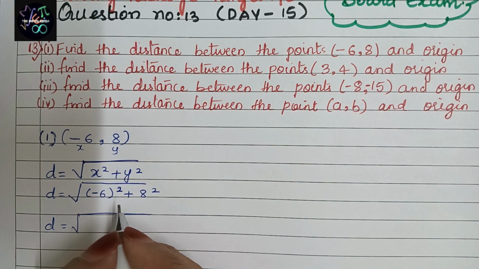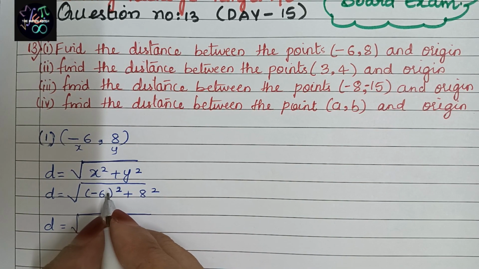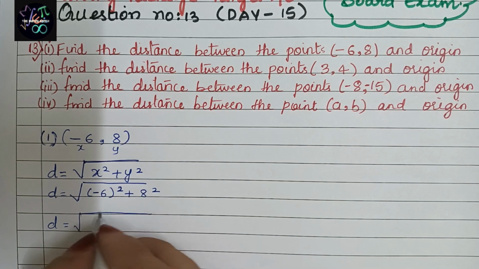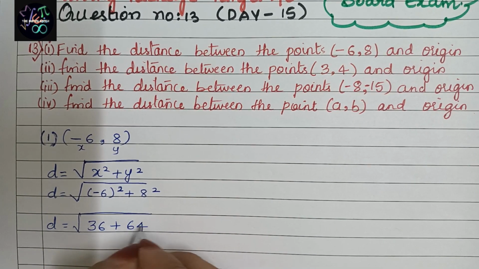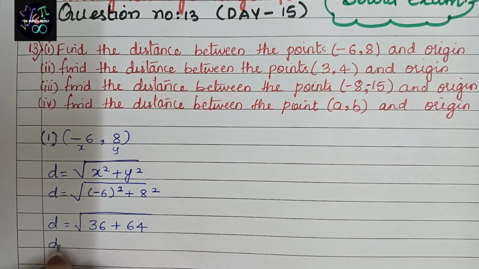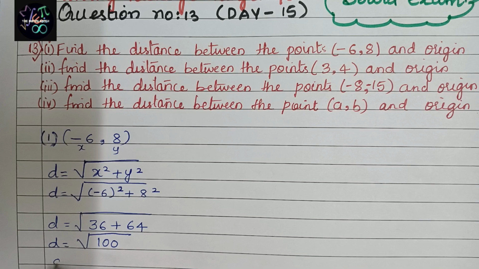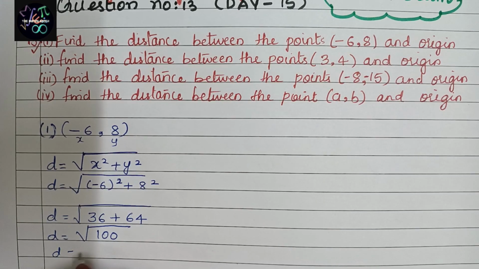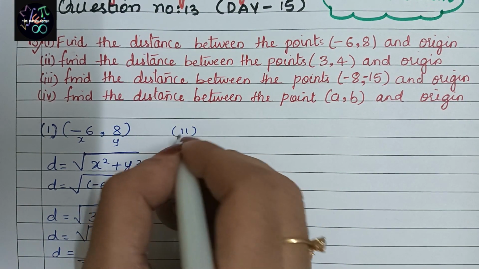We should remember this. When there is a minus sign and there is a square, then minus minus becomes plus. 6 square is 36. 6 6s are 36. 8 8s are 64. 64 plus 36 is 100. Root 100 is nothing but 10. So the answer is 10 unit. First question. So let us see the second question.